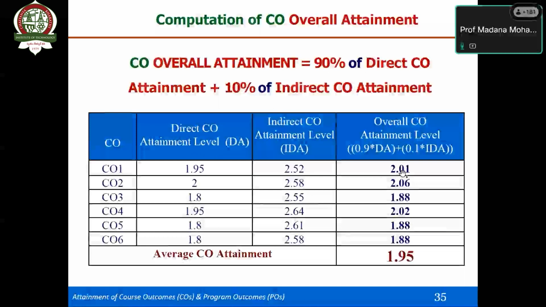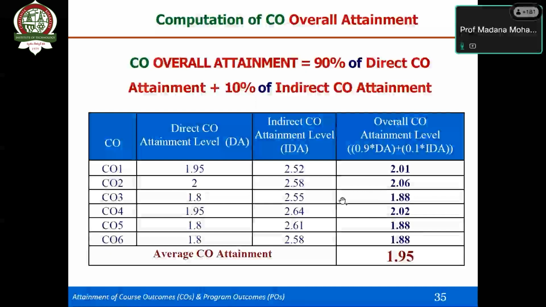Then substitute in this formula, for example, CO1. Direct attainment value is 1.95. Indirect attainment value is 2.5. So 0.9 into 1.95 plus 0.1 into 2.52. You will get 2.01 for CO1, the overall attainment in that particular course. Then similarly CO2, CO3, and so on.